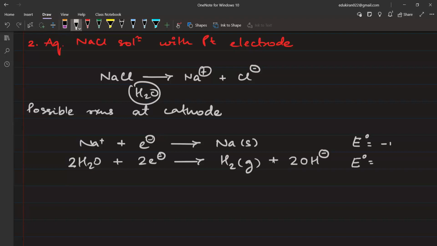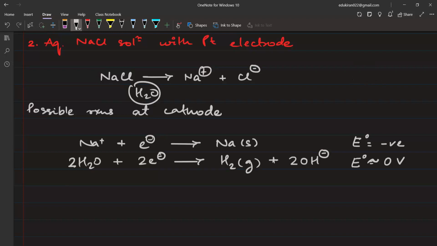So E naught will be negative on this side, and here it will be approx 0. It will be approximately 0 volts. Okay, because hydrogen gas is being formed, we can say it is some type of reduction of H plus ions. Okay, the reduction of H plus ions is happening, but here there is OH negative, that is why there is 0.83 or 0.8 or 0.79, something like that. But assume it is very near to 0. Okay, it is very near to 0.